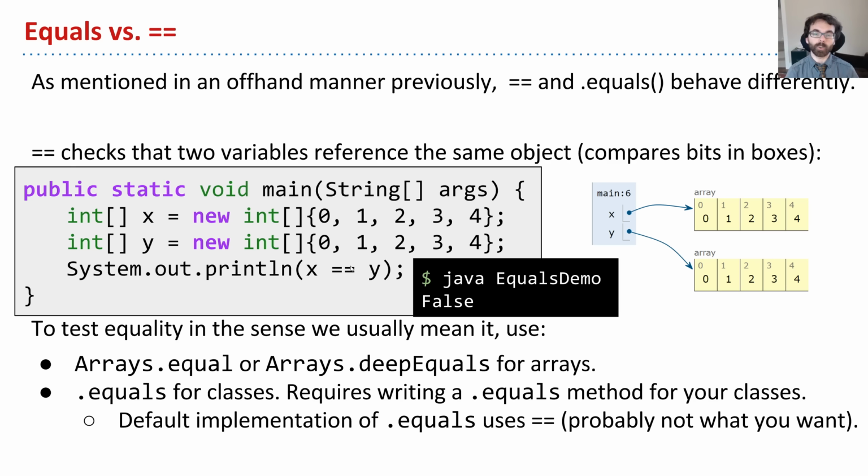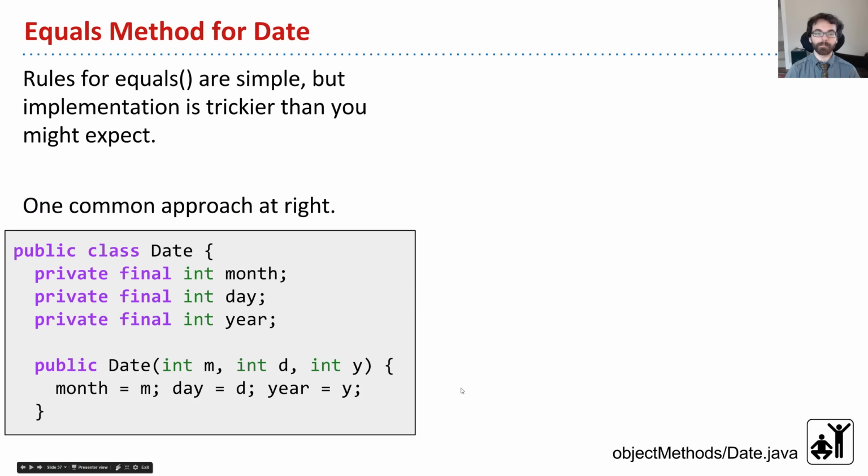If you want to actually test equality with arrays, you'd usually use Arrays.equals. Or if you have arrays of arrays, you'd use Arrays.deepEquals. And if you have instances of objects of some kind, we would use their .equals method. If you want it to work properly, that means you have to write the .equals method, because the default implementation is ==. In that case, it wouldn't work if we wanted to compare, say, 2 dates, as we'll do in a moment, using the default method. So what do I mean by date? This is a class I used very briefly in one of the earlier lectures, and it just represents a day of the year.